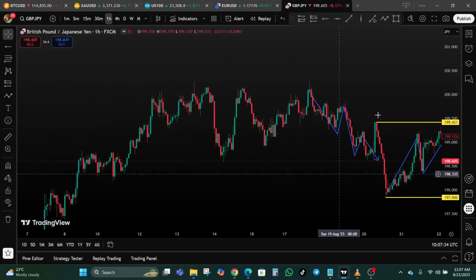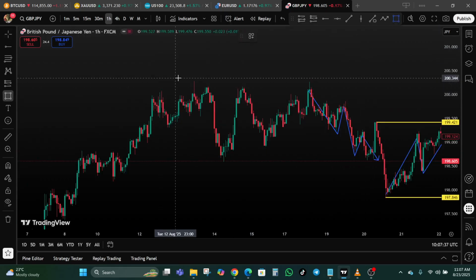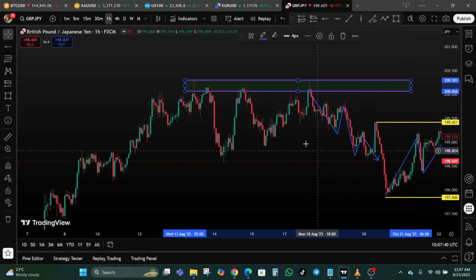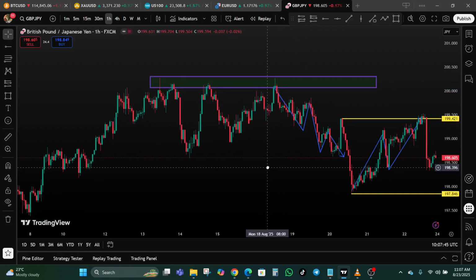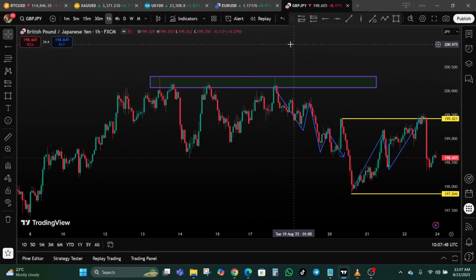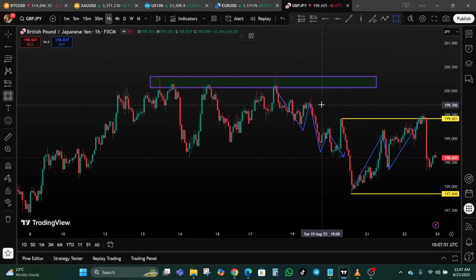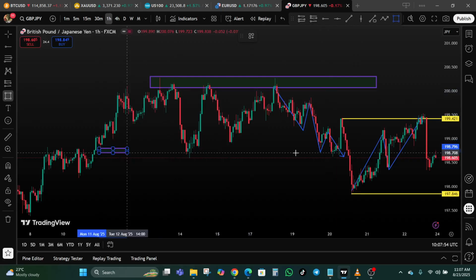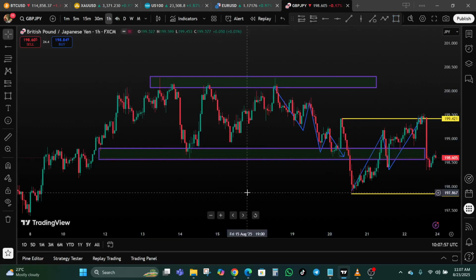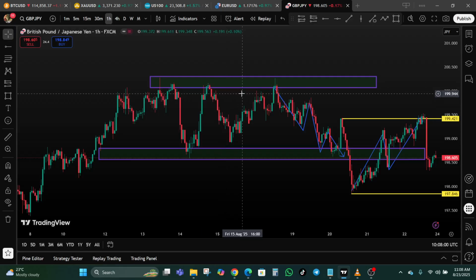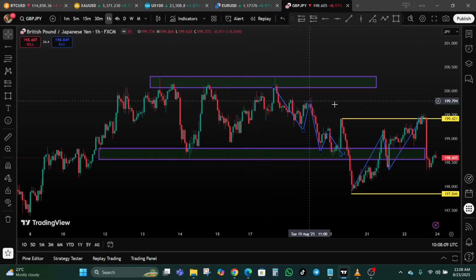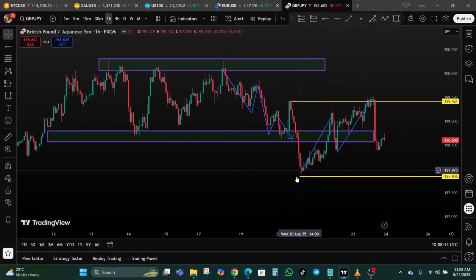Now, the second is support and resistance. These are the areas where price reacts repeatedly. Support is where buyers step in, and resistance is where sellers take control. So identifying these zones on a clean chart gives you a strong edge because they are the levels institutions often respect.